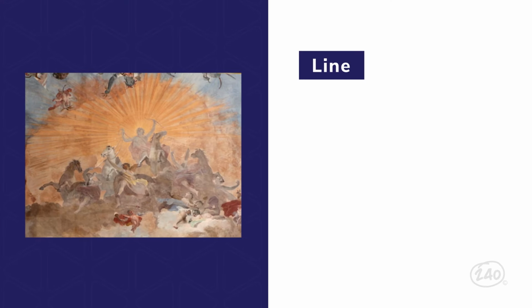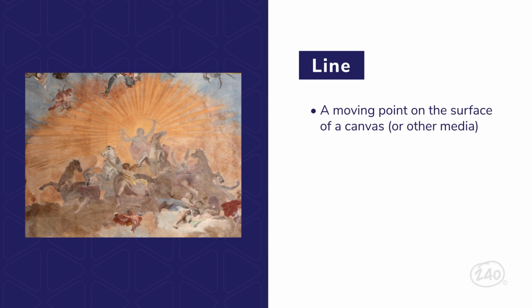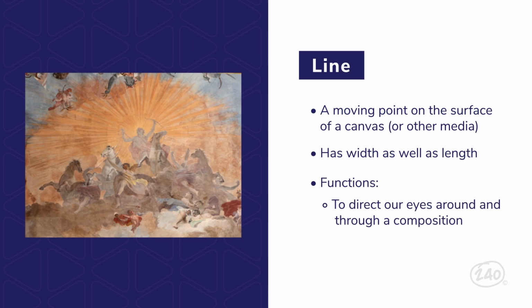As an element of art, line refers to a moving point on the surface of a canvas or other media. It has width as well as length. The functions of line are to direct our eyes around and through a composition, and to express moods or feelings.